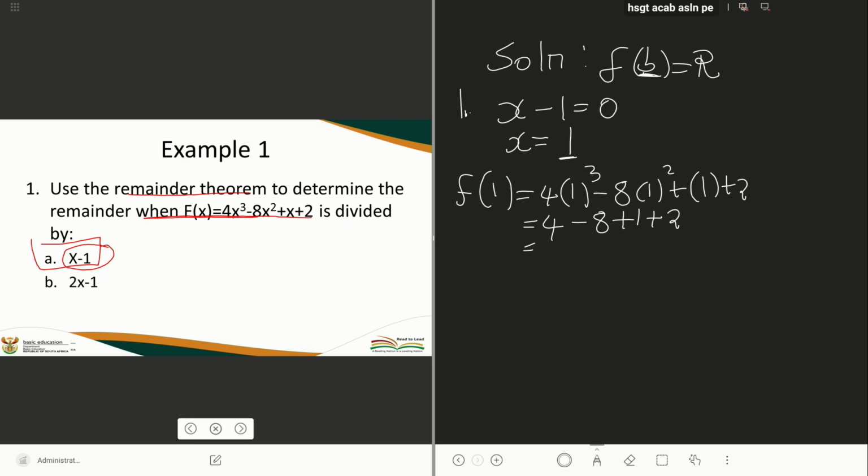So if I can add this together, 4 plus 1 plus 3 is going to be 7, minus 8, that is going to be negative 1. So in simple terms, my f(1) will give me what? Will give me the remainder of negative 1. Okay? Let's move to the next one, letter B.